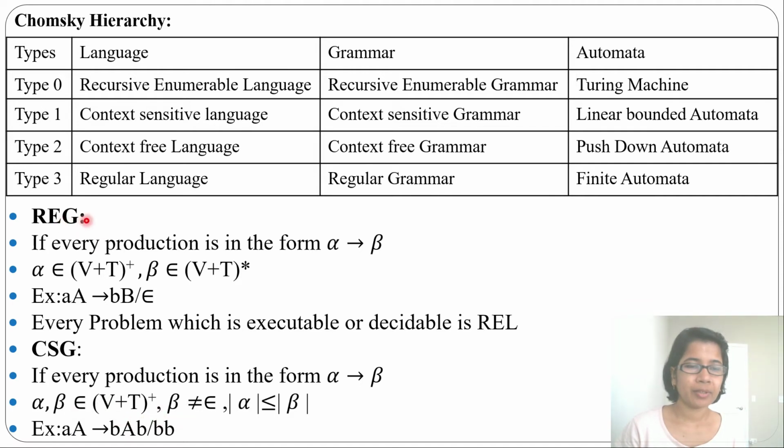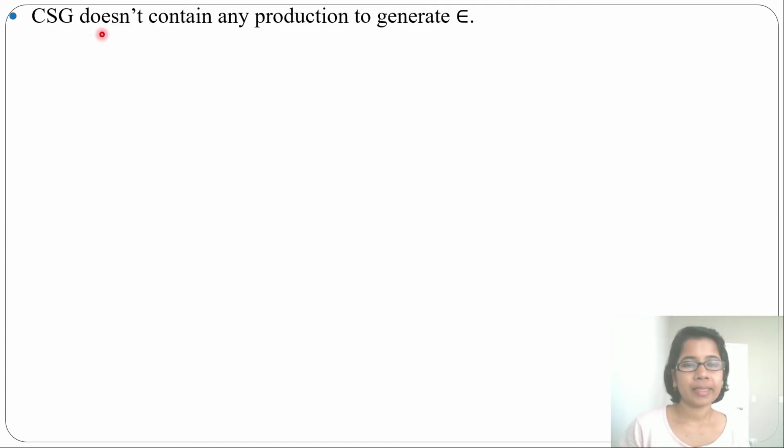What is the difference between recursively enumerable grammar and context sensitive grammar? In both, alpha belongs to (V plus T) positive closure, but in the first, beta belongs to (V plus T) Kleene closure, while here beta belongs to (V plus T) positive closure. This means in recursively enumerable grammar, epsilon is allowed. In context sensitive grammar, epsilon is not allowed. And in both, a left side terminal is allowed. Context sensitive grammar doesn't contain any production to generate epsilon. We cannot generate epsilon from context sensitive grammar. Every programming language is context sensitive grammar.